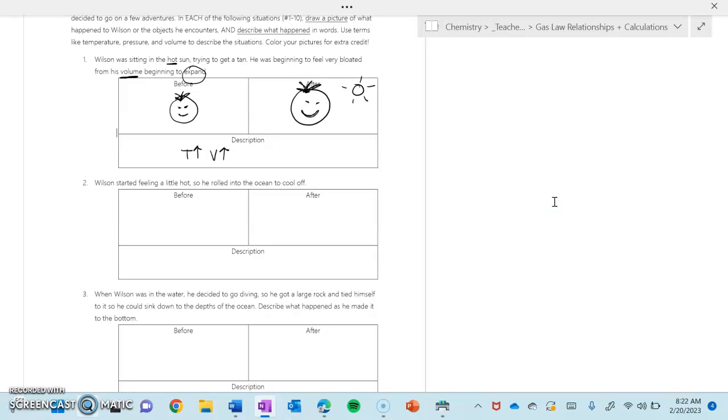Wilson started to feel a little hot, so there's another temperature reference, so he rolled into the ocean to cool off. This one doesn't really tell us what's going to happen, so we have to figure that out ourselves. So he's feeling hot and he rolls into the ocean. So let's draw him feeling hot in the sun. Guess he should probably be just as big as he was in the first problem. Okay, so he rolls into the water to cool off.